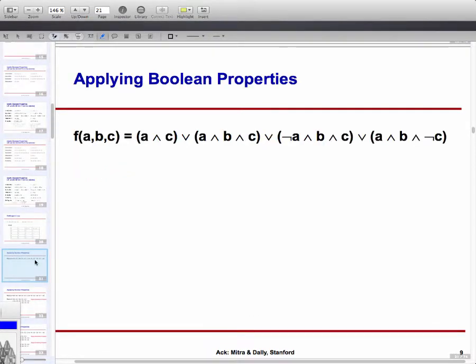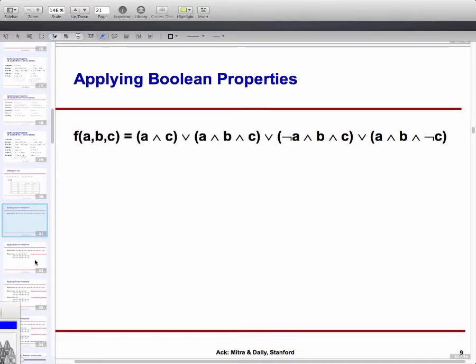So let's apply. These properties that we have learned, let's see an example of how one could use them to simplify equations. Let's say I give you this Boolean function. It's some complicated looking thing. It says f of a, b, c is a and c, or a and b, or a and b and c, or not a and b and c, or a and b and not c. Some random looking gunk out there.